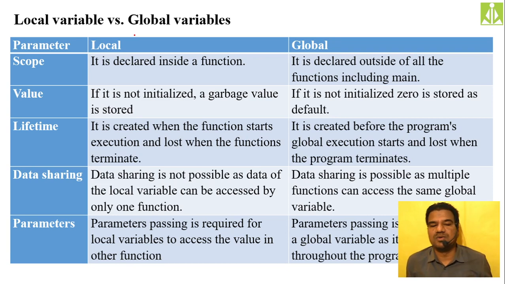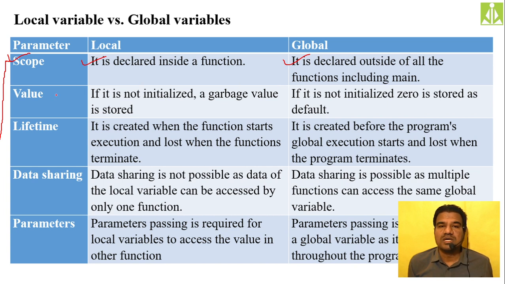So the difference we need to discuss between global variables and local variables. We have defined some parameters, and based on these parameters we are seeing the differences of global and local variables. The first parameter is the scope. Scope wise, local variables are confined to a function, limited to a function. We declare local variables inside a function, whereas global variables we declare outside of all the functions, including the main.